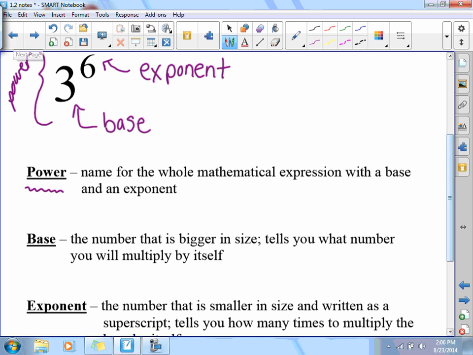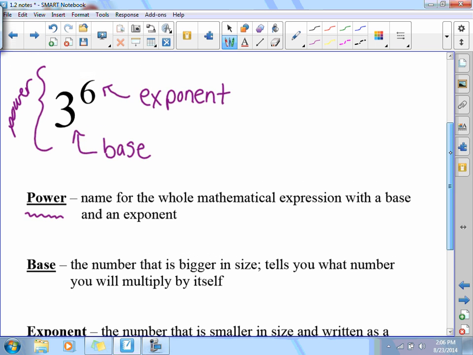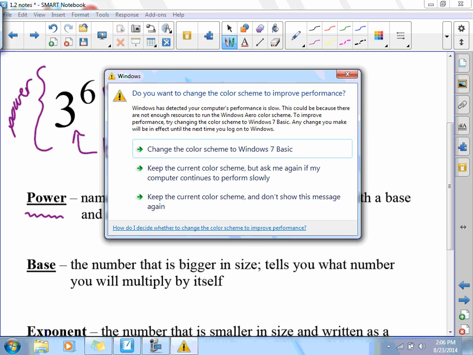And usually we get a little lazy when we are speaking about exponents. Usually we call this whole expression an exponent instead of calling it a power. So sometimes exponent and power are interchangeable, but really the exponent refers to the small number in the superscript, and then the base is the number at the bottom.